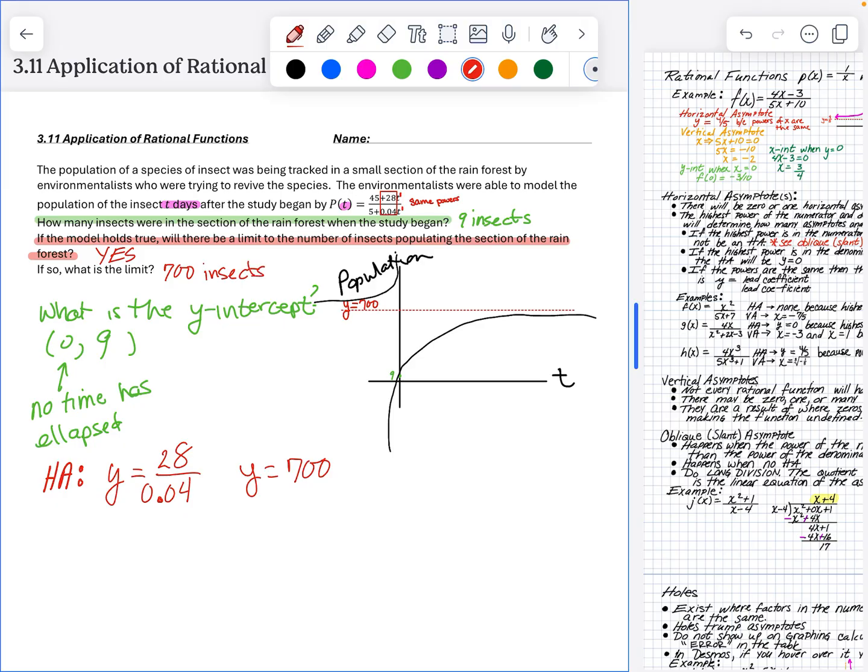That is it, my friends. That is all there is to it. Basically, they're asking you for the y-intercept, and they're asking you for the horizontal asymptote.